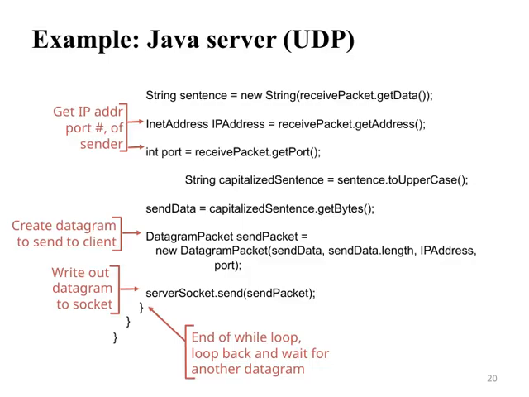Now, let's walk through this example of a Java server using UDP. First, we read the incoming data from the receivePacket by converting its data into a string, which gives us the actual message sent by the client. Next, we retrieve the sender's IP address, and also get the port number with receivePacket.getPort. These are crucial because they tell us where to send the response.